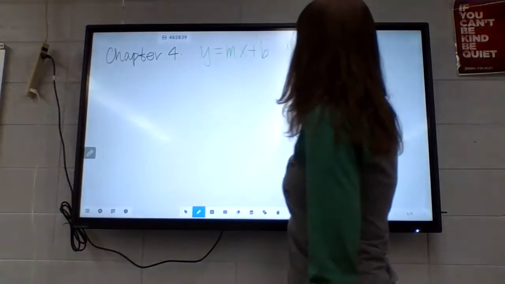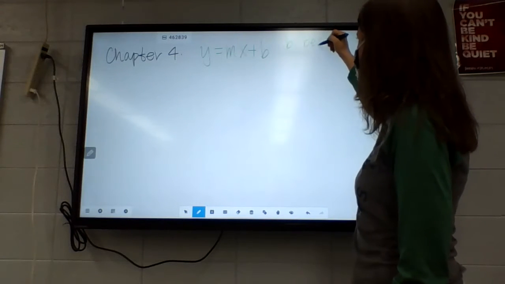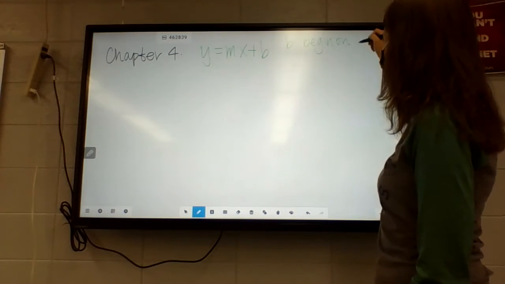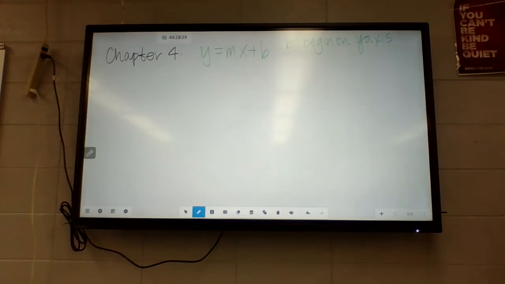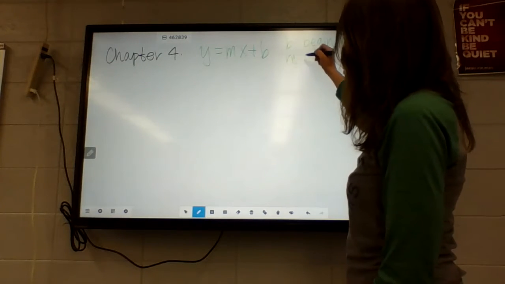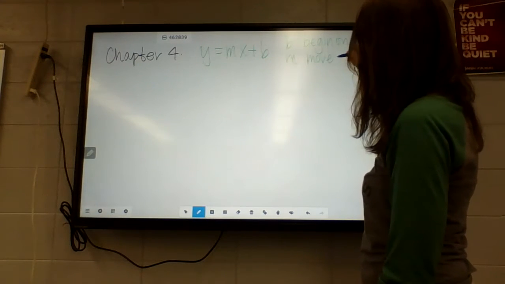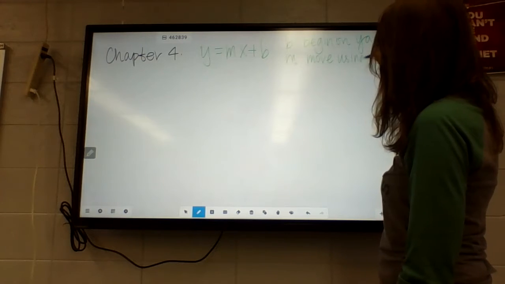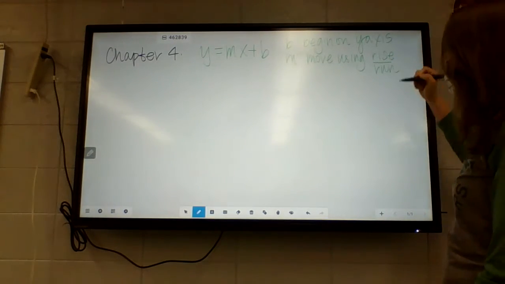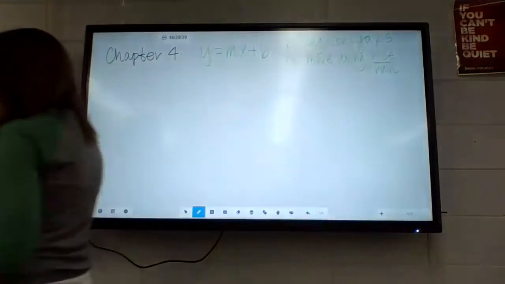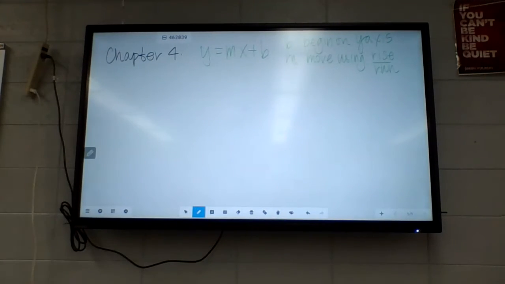So b is where we begin on the y-axis. m is how we move using the slope, moving rise over run. But it needs to be in that y equals mx plus b form. So if you have to solve it, you might want to do that.